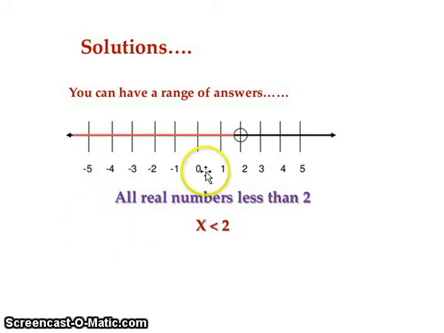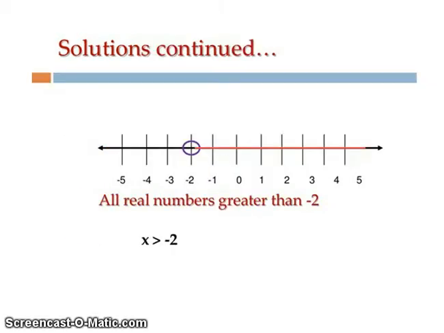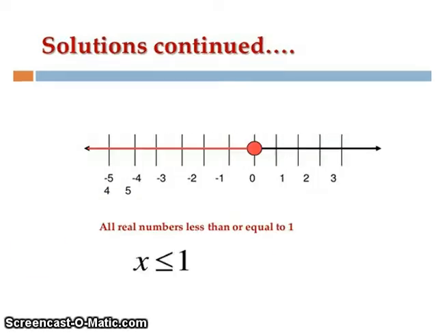So if all real numbers are less than 2, you would circle 2 and then draw your line towards the left because everything less than that will be included in the inequality. We don't shade it in, remember, okay? Again, this would indicate that all numbers greater than negative 2 would be correct.